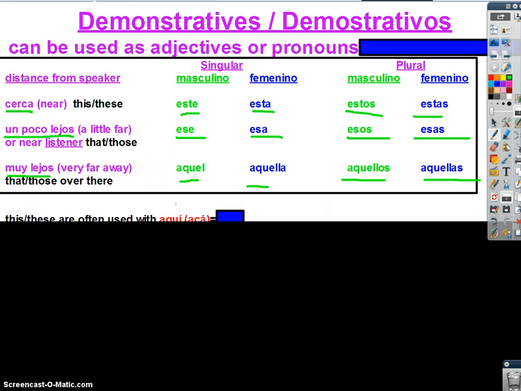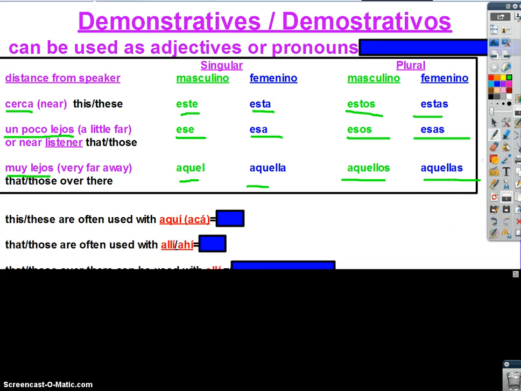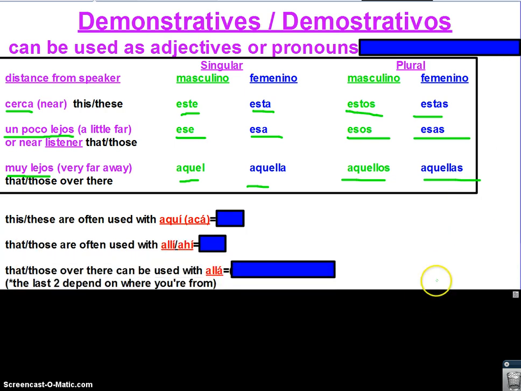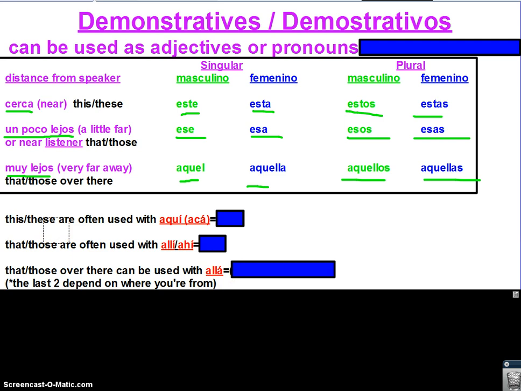Okay, some other things that can help you find answers are if these words here are in your sentence or not. And you guys know if I'm going too quickly, you can always press pause. If these words are in your sentences, it's also going to help you figure out which demonstrative you want. This and these are often used with aquí or acá because you guys might know they mean here. That and those are often used with allí or ahí because they mean there.